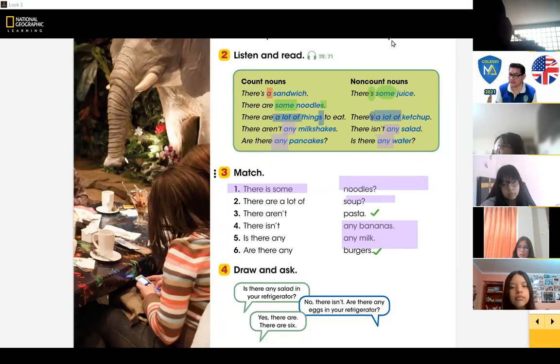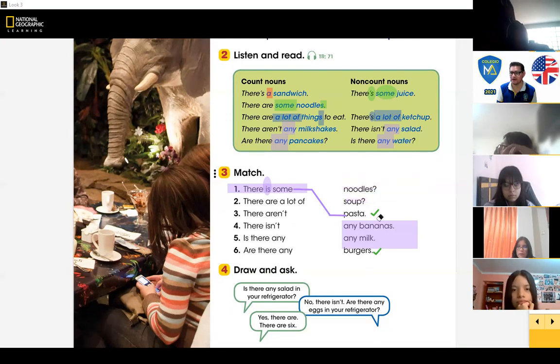Ahora analiza un poquito más. Dice, there is, ¿esto está en singular o en plural? Singular. O sea, yo utilizo singular. El is es singular. Entonces, ¿cuál será lo correcto? Decir there is some pasta o there is some burgers. Pasta, pues, ¿no? Claro, singular. There is some pasta. That's the answer. Easy, right? Qué fácil. ¿Ya? Vamos, next, a la siguiente.